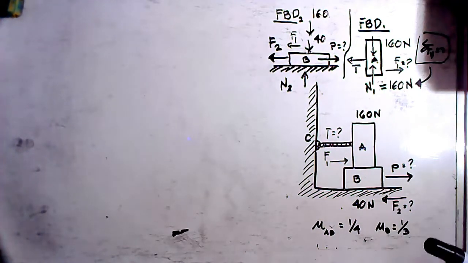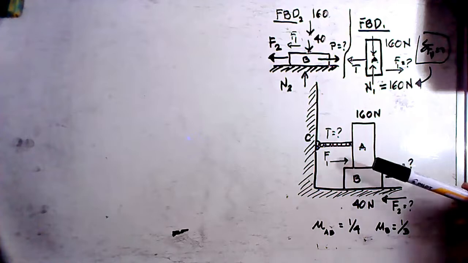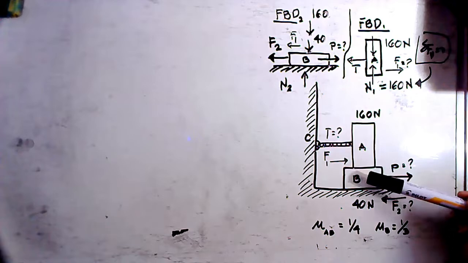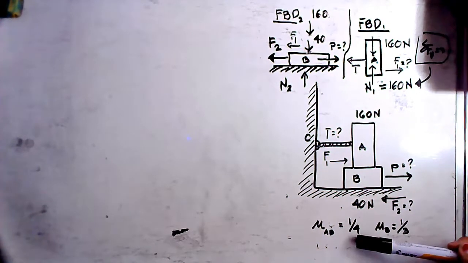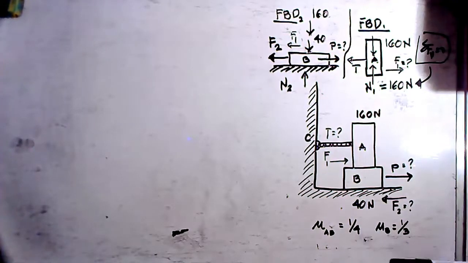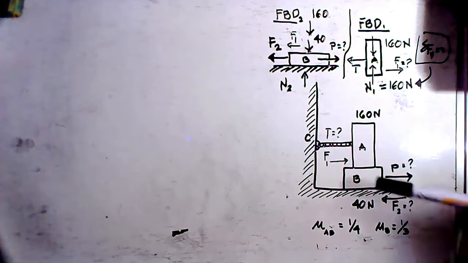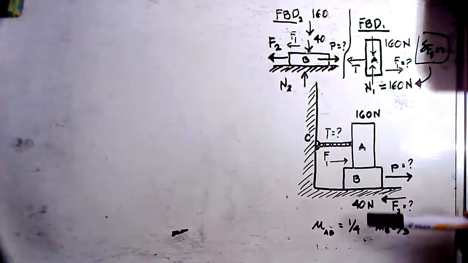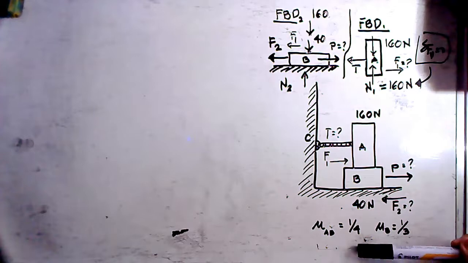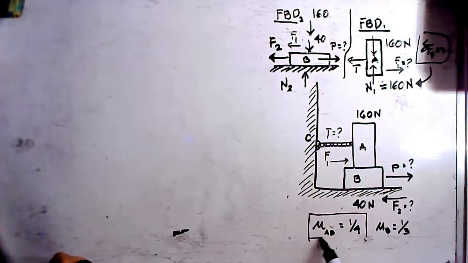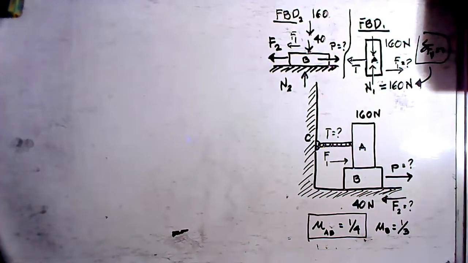So there are two coefficients of friction which were given. The coefficient of friction between block A and block B is 1/4. Remember that if there are two contacting surfaces, definitely there will be friction that is created. So if you have block A on top of block B, the friction is created, then definitely you will need a coefficient of friction. And that is given in the problem. So the coefficient of friction between block A and block B is 1/4.